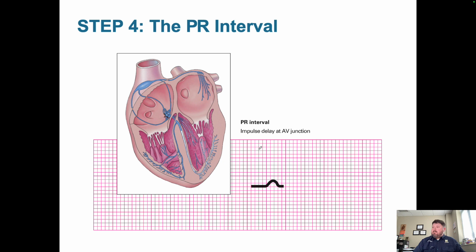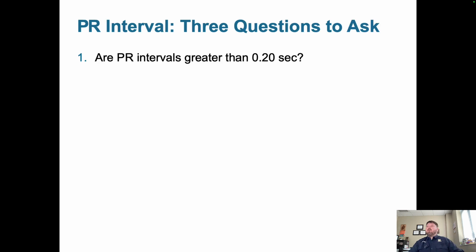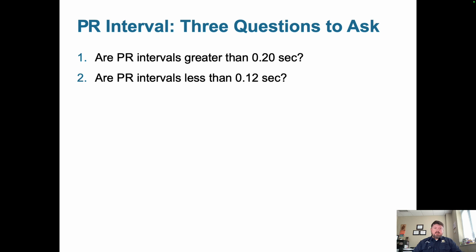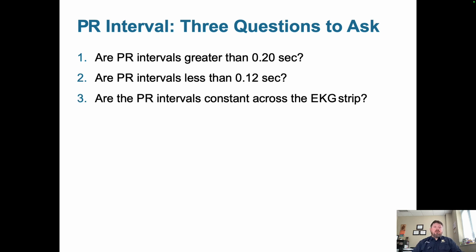We will again measure the PR interval from the start of the P wave to the start of the QRS. And just as I mentioned earlier, this is a 0.16. So with your PR intervals, are they greater than 0.20 seconds? Are they less than 0.12 seconds? And are the PR intervals constant across the ECG strip? We want to measure more than one at least.